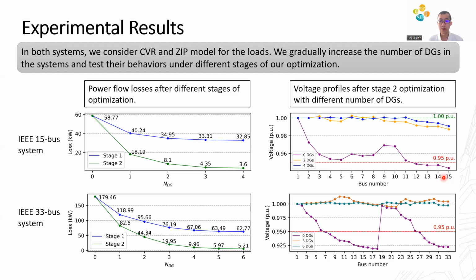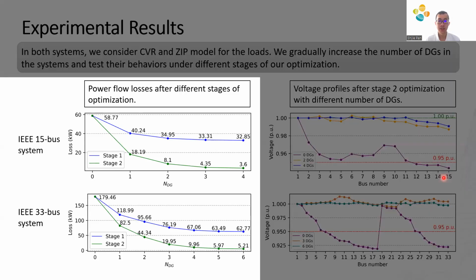Let's first look at the power flow losses before and after different stages of our optimization. Noting that in the basic IEEE 33 or IEEE 15-bus system, there are no DGs in the grid. So we can say the result with NDG equal to 0 is the result of the original power losses in the system, where we have around 58 kilowatts in the IEEE 15-bus system and around 180 kilowatts in the IEEE 33-bus system.